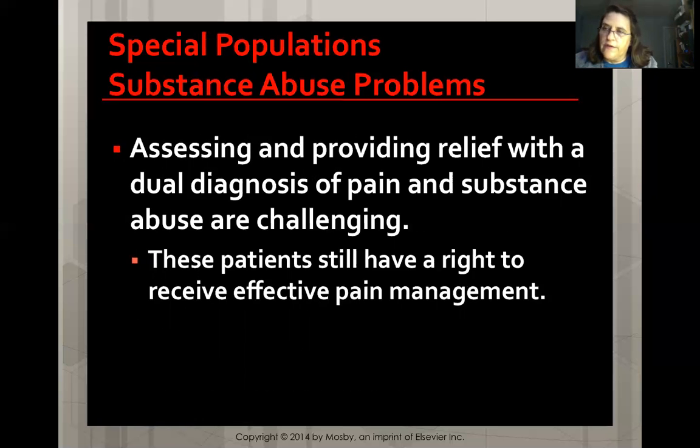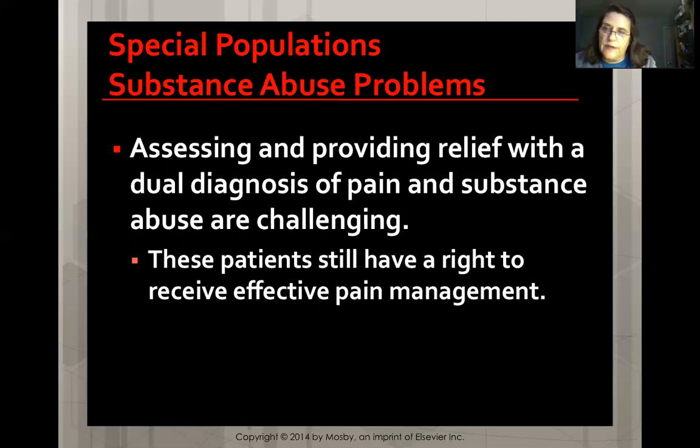Assessing and providing relief with a dual diagnosis of pain and substance abuse are challenging. So these are stepping into our special populations. Healthcare providers are often reluctant to administer opioids to substance abusing patients for fear of promoting or enhancing addiction. There is no evidence that providing opioid analgesics to these patients in any way worsens their addictive disease. In fact, the stress of unrelieved pain may contribute to a relapse in the recovering patient or increased drug use in the patient who is actively using or abusing drugs. These patients still have a right to receive effective pain management.